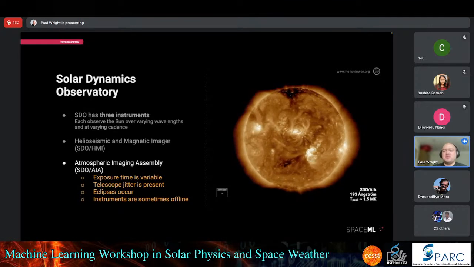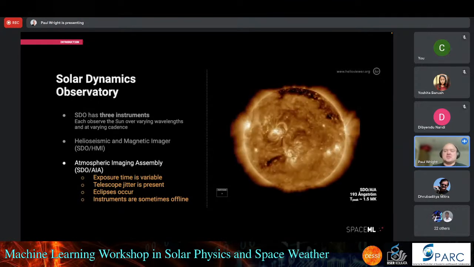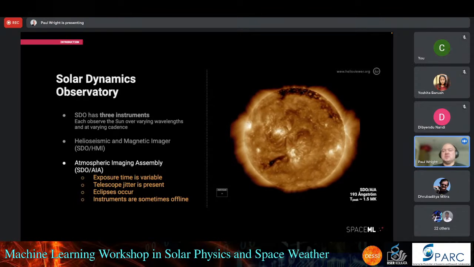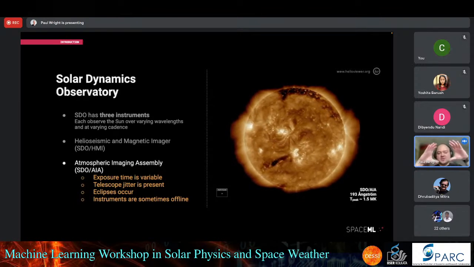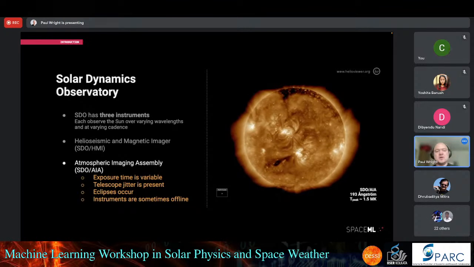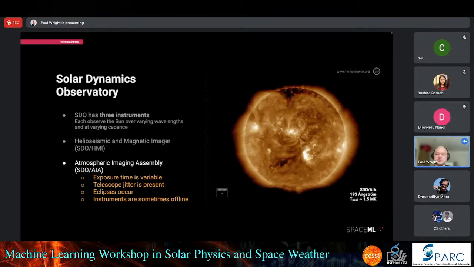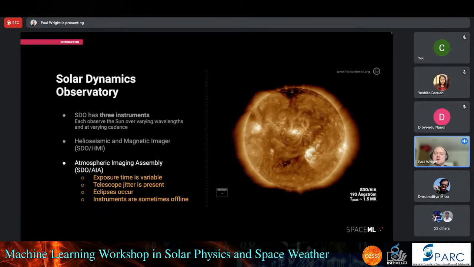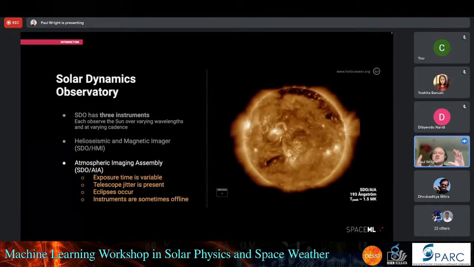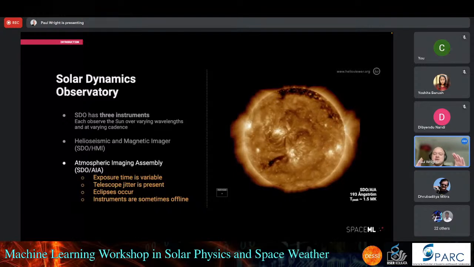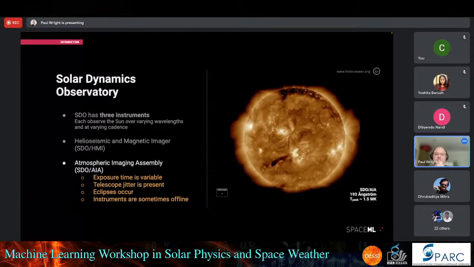The exposure time is variable. So when there is a solar flare, the exposure time does decrease. Telescope jitter is present, so you can see that the sun occasionally moves in these images. Eclipses occur, so the sun gets eclipsed by planetary bodies, and the full sun, as you can see in here, occasionally dims in these images.